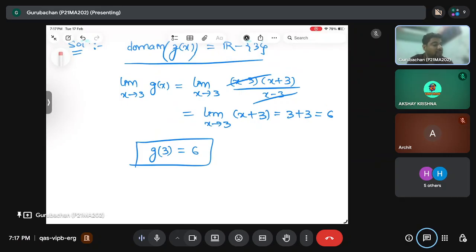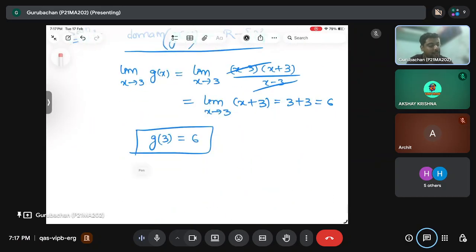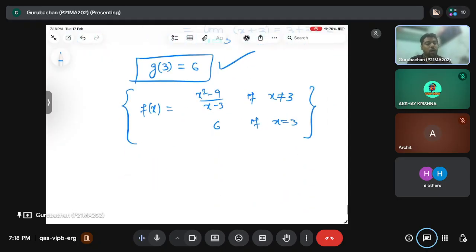So where are we? In other words, we may write our function as (x square minus 9) divided by (x minus 3) if x not equal to 3, and it is 6 if x equal to 3. I am writing here f(x) because I have extended its version. So g(3) must be 6 so that our function remains the continuous one.